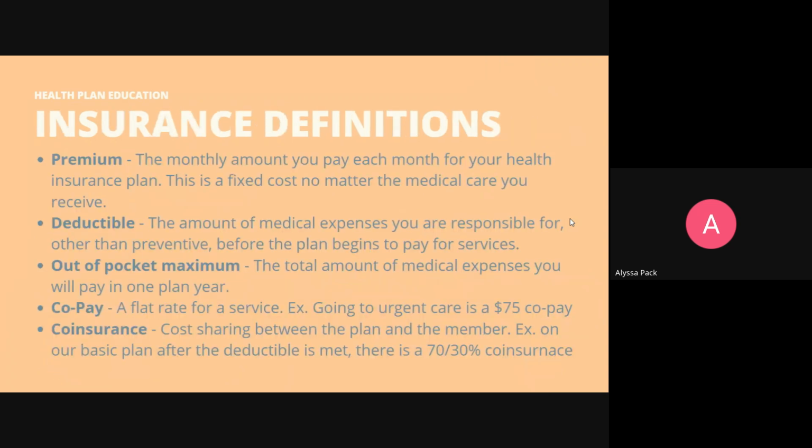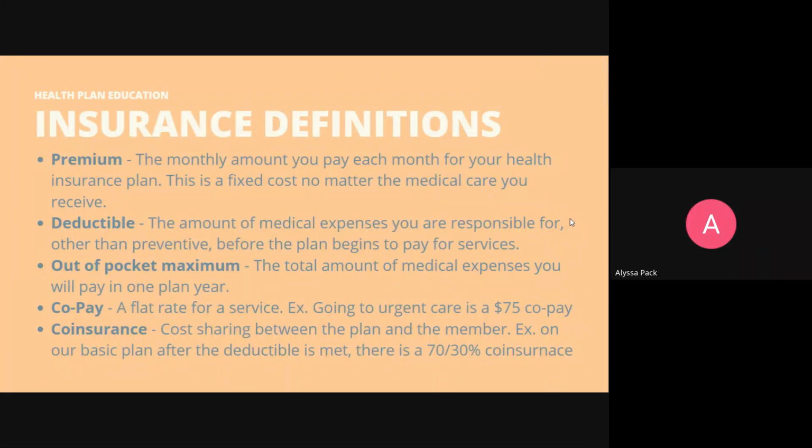Quick definitions, make sure you're up to date on all of these. A premium is the monthly amount you'll see taken out of each paycheck. Deductible is the amount of medical expenses you're responsible for before the district continues paying. The out-of-pocket maximum is the total amount of medical expenses you'll be responsible for in 1 year, right? That's your maximum risk.